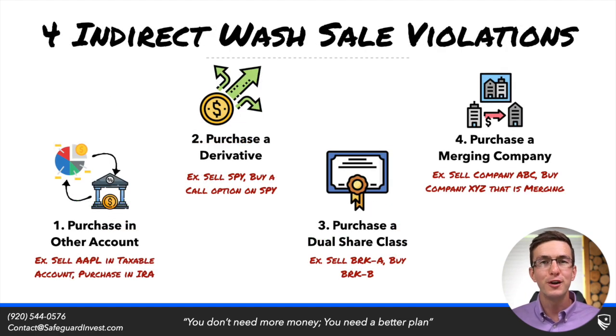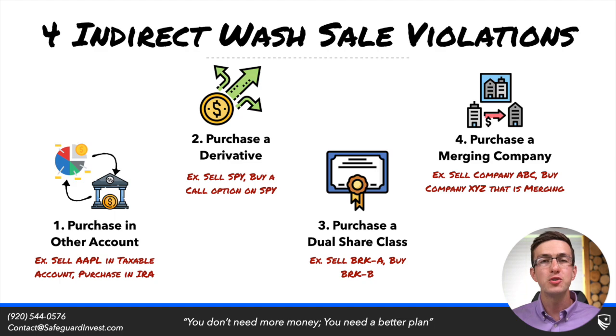Furthermore, it's very important to understand that you can have a wash sale violation indirectly. So it doesn't necessarily have to be a direct violation. What do I mean here? Well, there are 4 indirect wash sale violations that you need to understand. The first is if you purchase that given investment in a different account. So let's say that we sell out of Apple at a loss within our taxable account, and we know we don't want to buy back into Apple in that same account, and so instead, we buy back into Apple in our IRA. Well, unfortunately, this is not allowed. This would be breaking a wash sale rule.